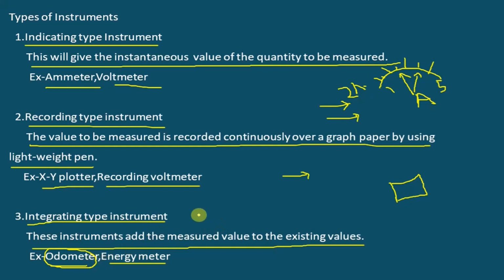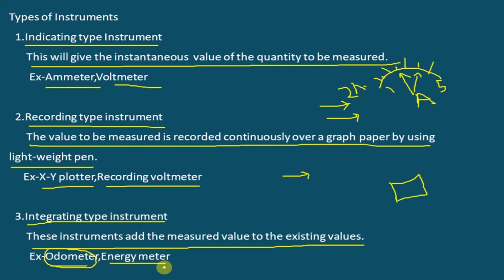So what is it actually doing? Suppose the total distance you have gone is 10,000 kilometers. Now you go for another, say, 100 kilometers. So the value will change, and the new value will be 10,100 kilometers. It is adding the new value to the old value. Another example is the energy meter. You use this energy meter at your home for calculation of power consumption.